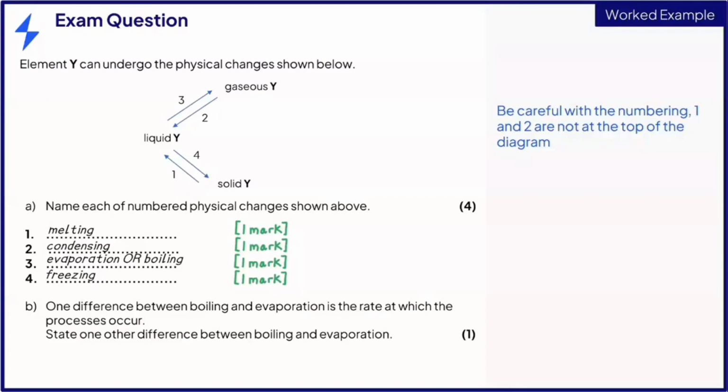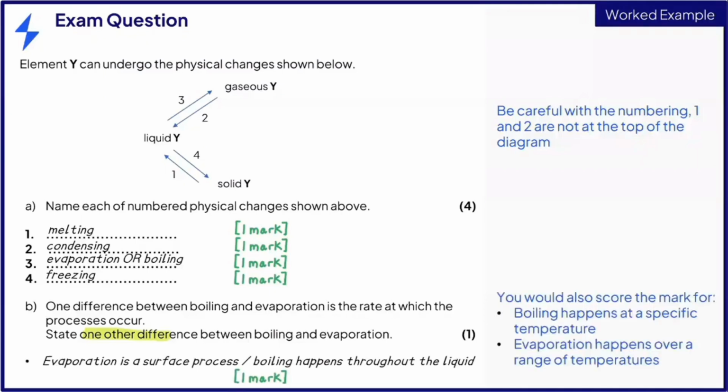Part B gives you one difference between boiling and evaporation as the rate at which the processes occur, and asks you to state one other difference. Remember, we said that evaporation only happens to particles on the surface of the liquid, whereas boiling happens throughout the liquid. Either of these answers would score 1 mark. You could also say that boiling happens at a specific temperature, or that evaporation happens over a range of temperatures.